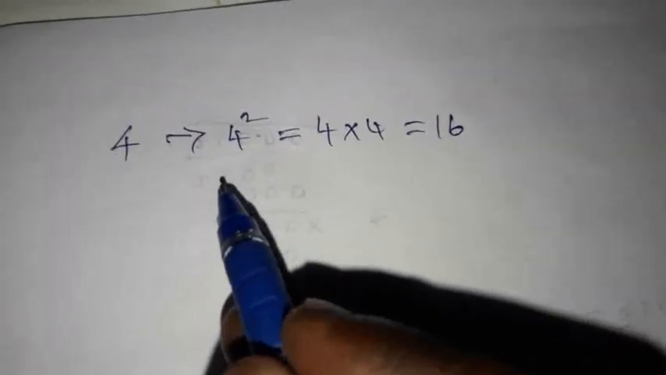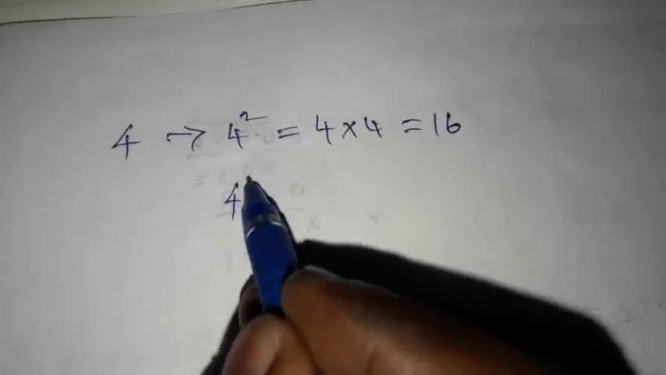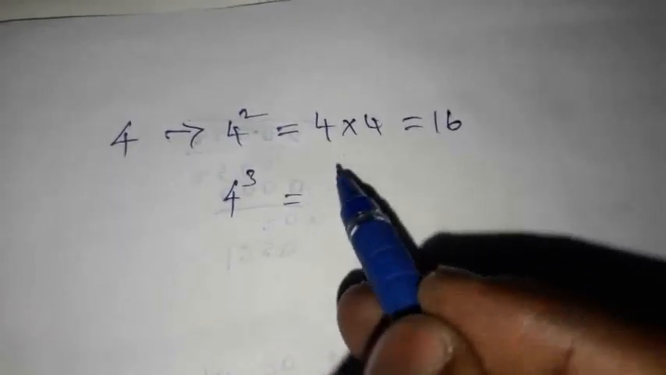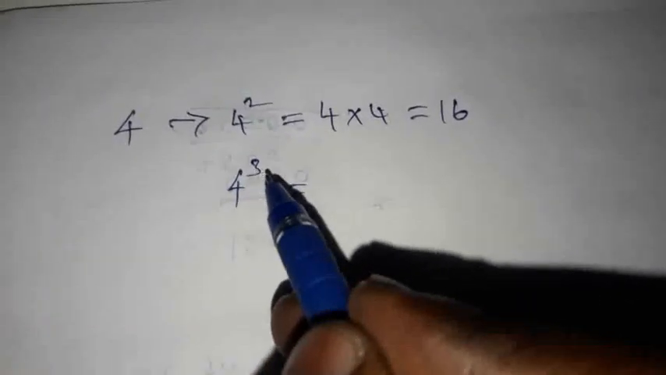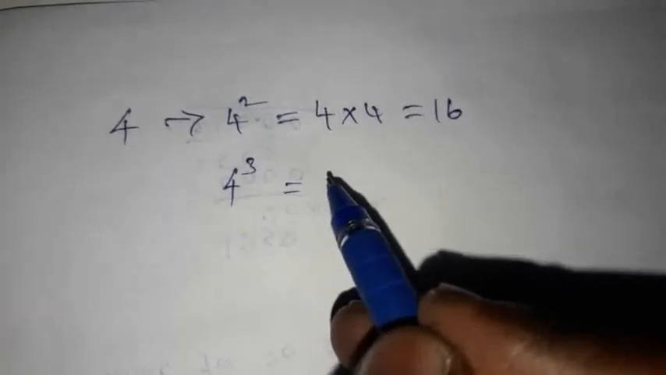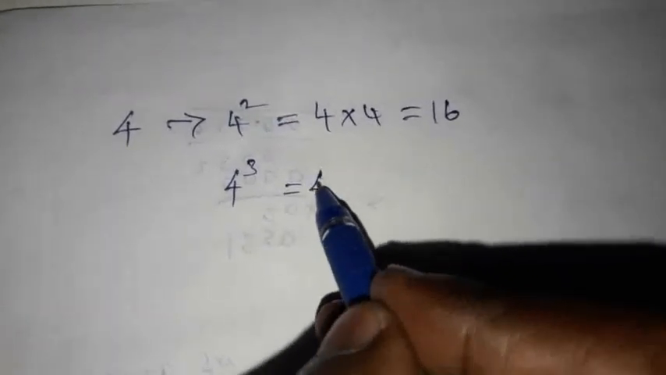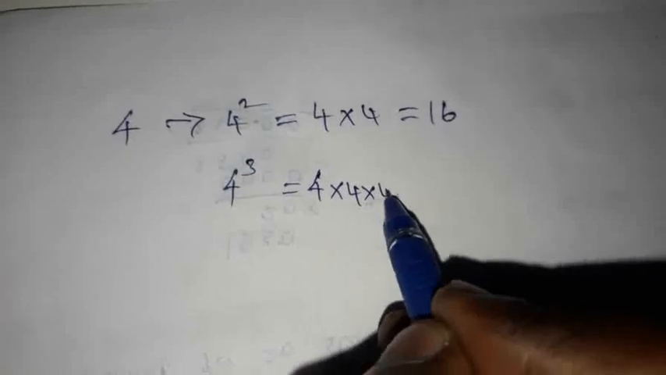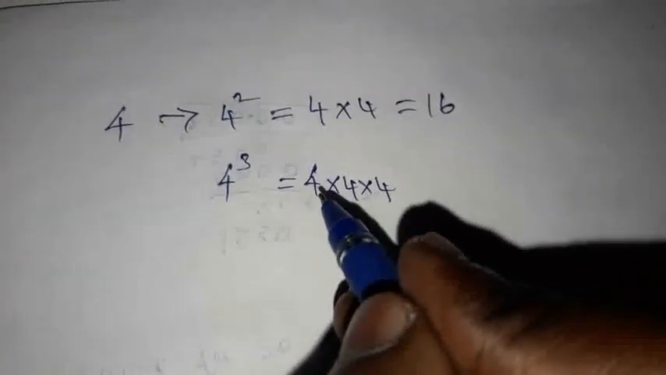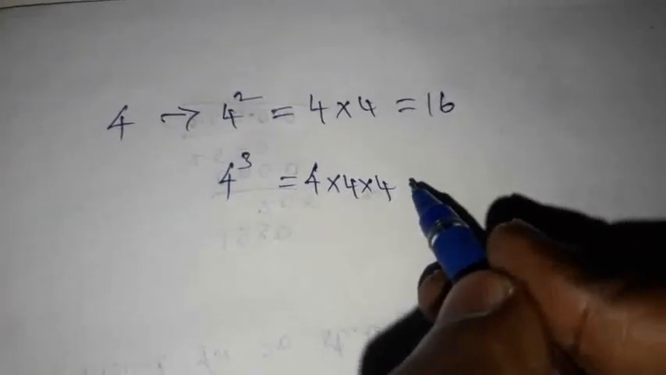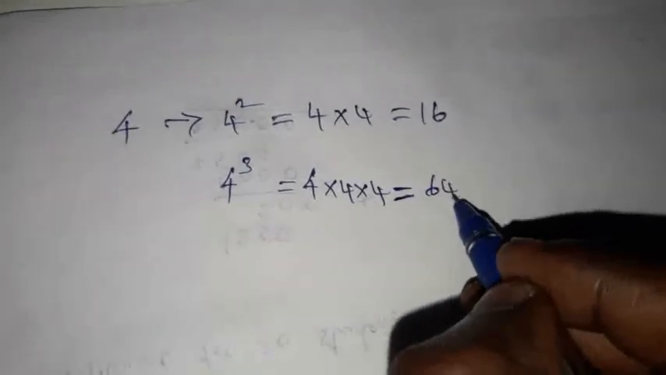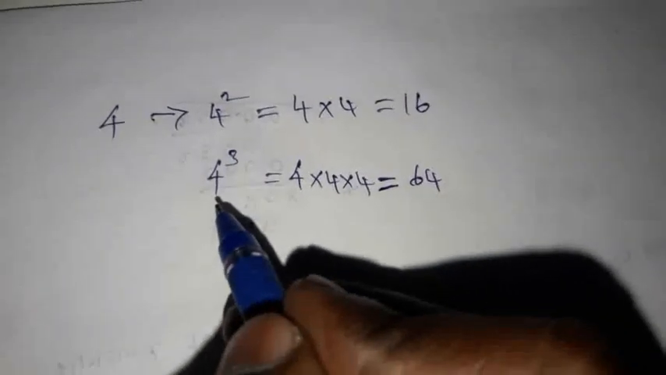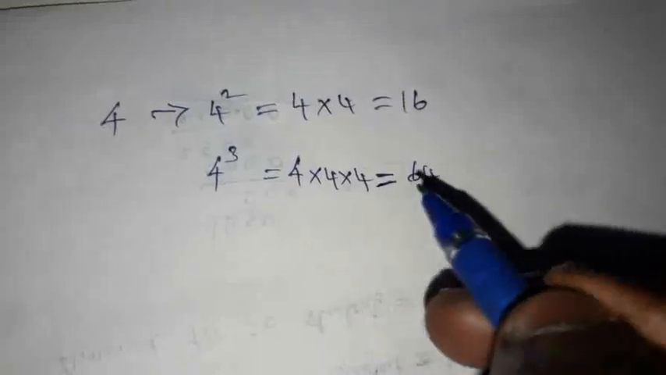Now we are going to find 4 cube. This is the notation of 4 cube and its product representation is 4 into 4 into 4. 4 fours are 16, 16 fours are 64. So the cube of 4 is 64.